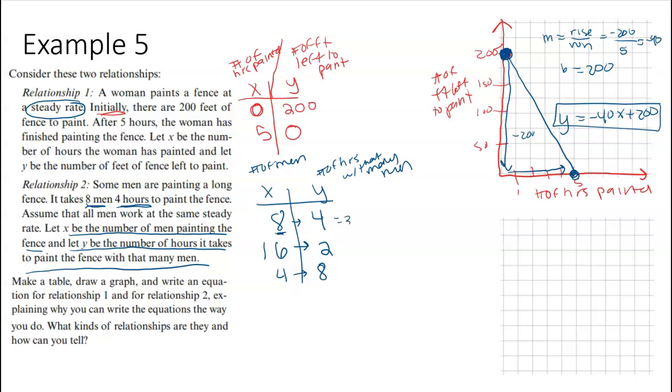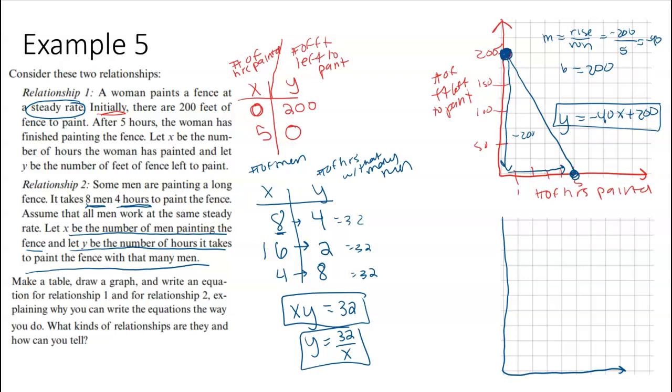What do you notice about these? The products all equal the same value. This looks like an inversely proportional relationship where xy equals 32, which is in fact our equation. We might even say y equals 32 over x. Well, we can graph this.